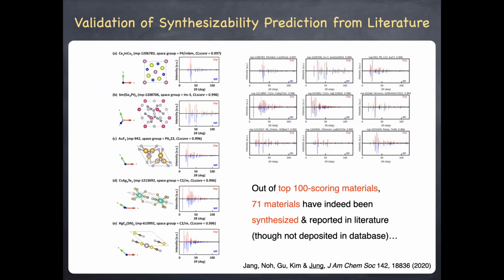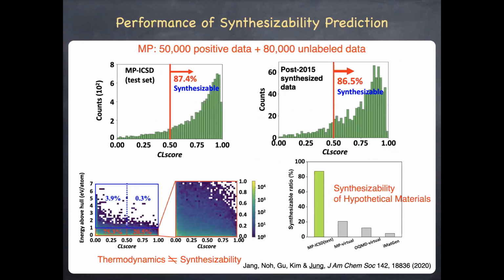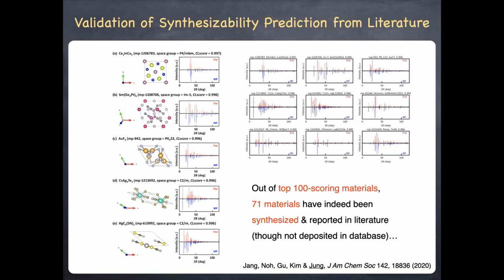And as a further validation, in this 80,000 hypothetical data, we selected the top 100 materials with highest synthesizability scores, and looked up the literature whether any of them have been indeed synthesized and reported. We find that 71 out of 100 have been already synthesized and reported. So these would be the case where the materials have been synthesized but have not been deposited in the database, so that database considers them as hypothetical. But our model predicts them to be synthesizable 71% of the time.